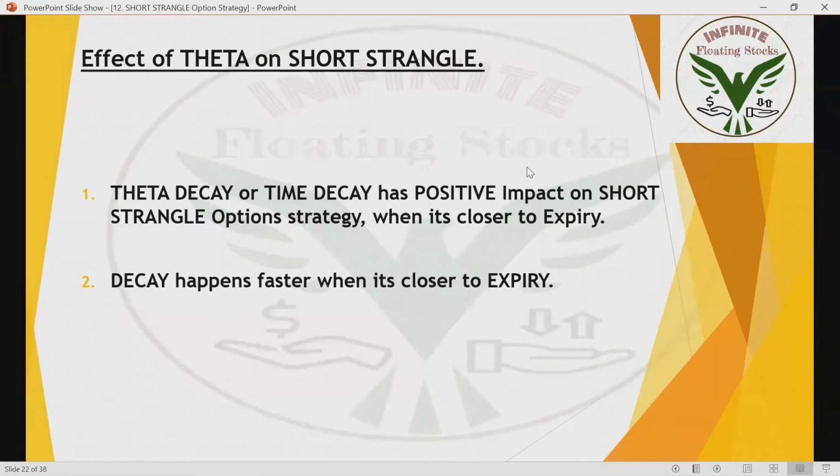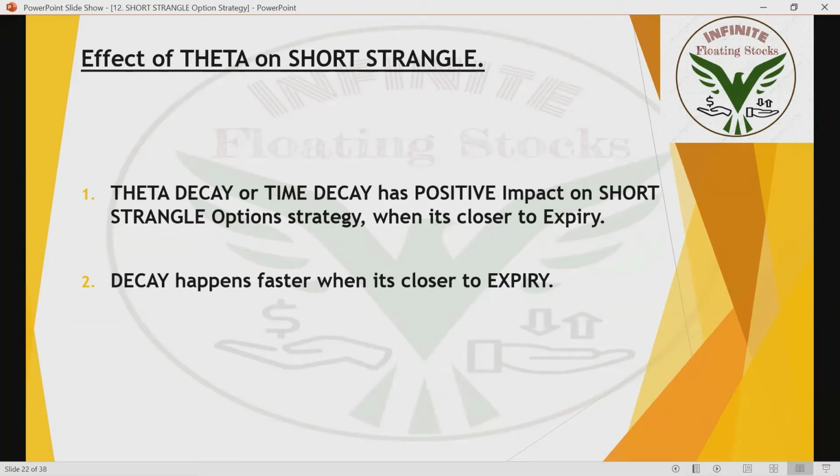All right, let's talk about the effect of theta on short triangle. Time decay, which is also called theta decay, will have a positive impact on short triangle. Theta decay is nothing but time decay, which means the value of the premiums will come to zero. All out of the money call options and all out of the money put options will expire to zero on expiry day.